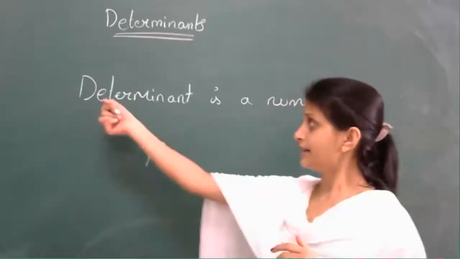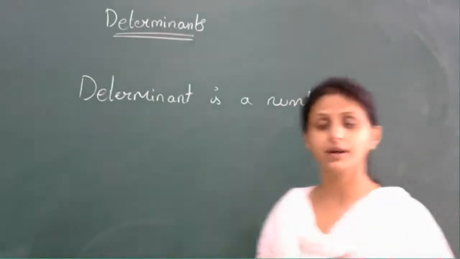I am focusing on the statement that a determinant represents a number. For every square matrix there exists a number. It may be real, complex, or any number, and that number is nothing but the determinant. The determinant is always a number.